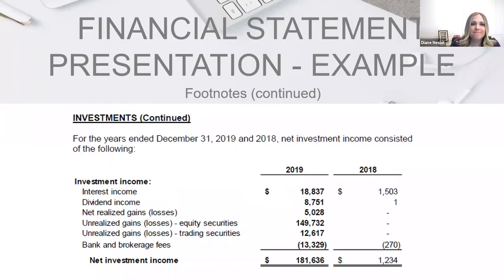Okay, next slide. All right, the other disclosure requirement that I didn't mention previously is your unrealized gains and losses. Those need to be segregated and disclosed based on the classification of the securities. So you'll see here, we've got unrealized gains and losses on the equity securities broken out from the unrealized gains and losses on the trading securities. And again, that is a disclosure requirement that your unrealized gains and losses are presented or disclosed separately, that they're not aggregated in one line item there.